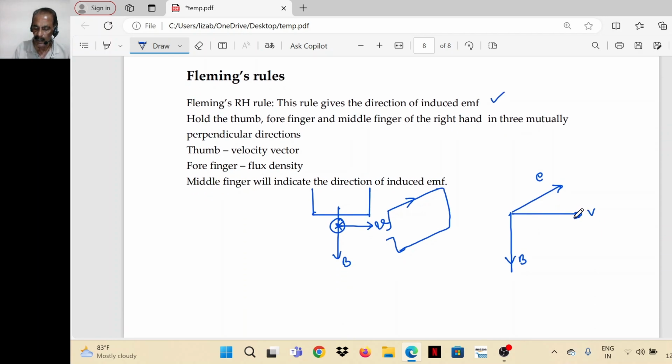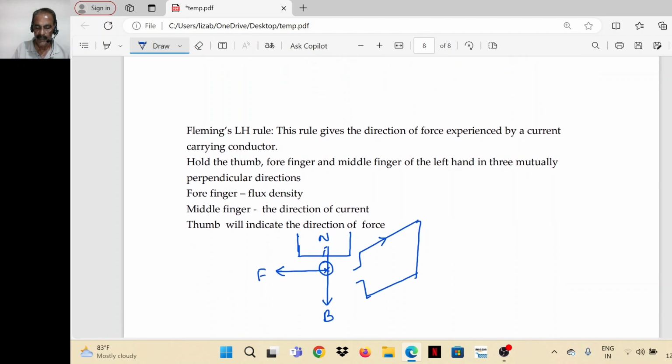So these three quantities are mutually perpendicular. This is 90 degrees, this is 90 degrees, this is also 90 degrees. So you can consider this as the edge of a cube. You can mark the three parameters there: velocity, flux density, and induced EMF.